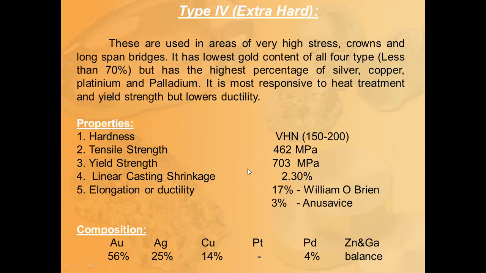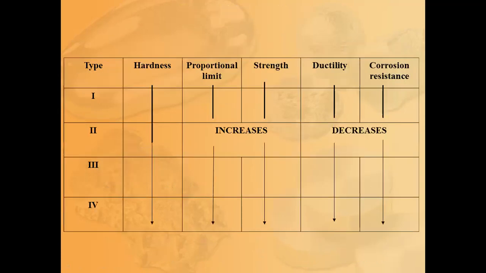Now coming to its properties. Hardness 150 to 200, tensile strength 462 MPa, yield strength 703 MPa, linear casting shrinkage 2.30%, elongation or ductility 17% and 3%. Now coming to its composition, gold 56%, silver 25%, copper 14%, palladium 4%, zinc and gallium balance.